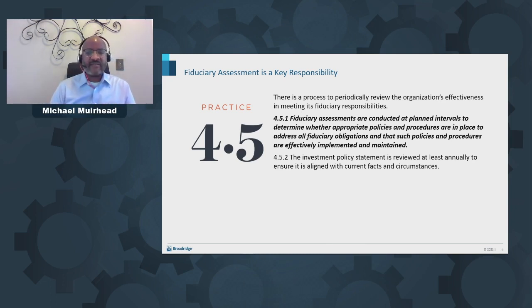This all leads us to practice 4.5, which recommends a process for reviewing how effective, at the organizational level, these organizations are at meeting their fiduciary responsibilities. And key to, or the criteria for, helping meet that practice is 4.5.1, which is fiduciary assessments or independent fiduciary audits. And this is the service that the Center for Fiduciary Excellence, or CEFEX, performs or provides for the industry.